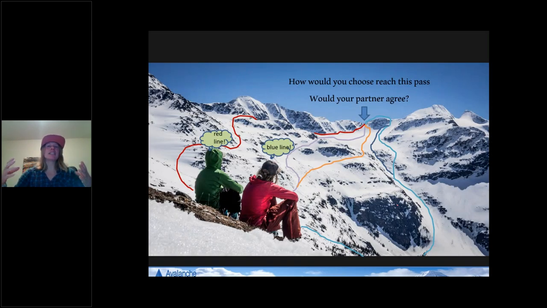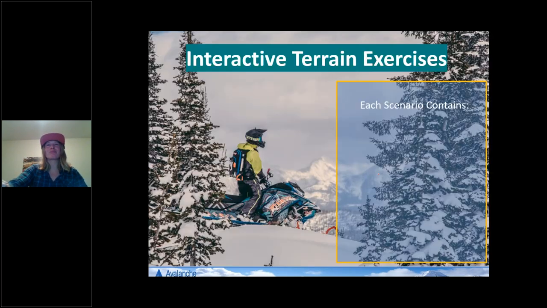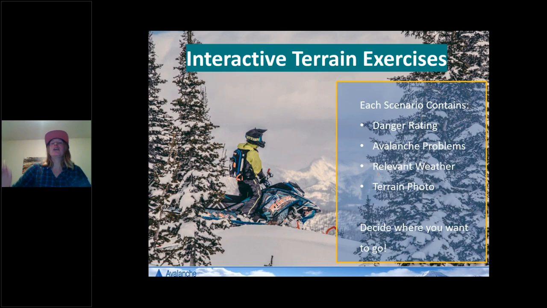And so the whole point of reading this ahead of time, looking at the bulletin, is so that when you get out into the terrain, before you get to this point, you and your partner are already going to have a solid idea of probably which line you want to take, right? You're going to know where the hazard exists in the terrain, where your safe options are, and hopefully have a plan and be able to have a good discussion on it. So we're going to go through some interactive terrain exercises here, and we're going to have a danger rating, avalanche problem, and the relevant weather for each of those scenarios, and then we're going to decide where we want to go.